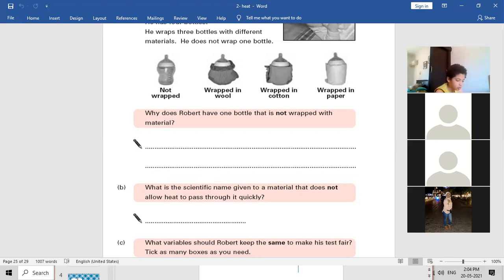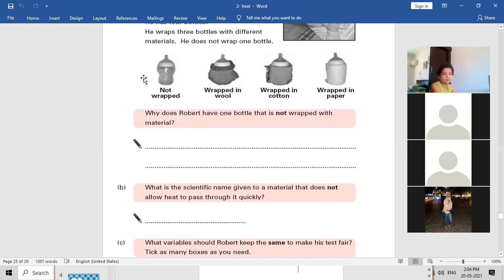The thing is that what Adham and Mira are trying to say is that he left one unwrapped so that he can compare the results of the rest, right? Is that what you want to say? Yeah. So he left one unwrapped to be a reference. What is the meaning of a reference? It is something that you can compare the results of the test to. Okay, do you understand, guys?